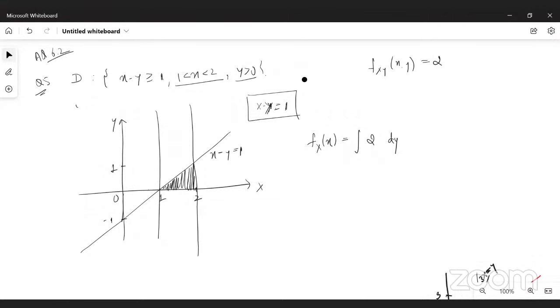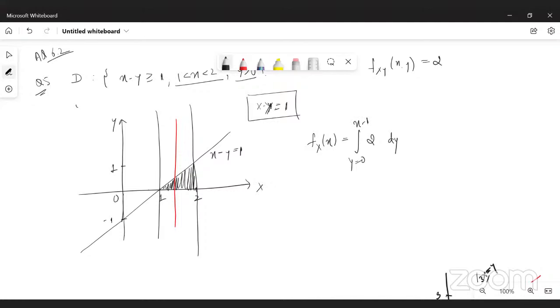Now you are integrating with respect to y, so you have to take the limit of y. What should be the limit of y? What I had said is you take a vertical line and just see how y is varying. So the lower limit should be y equal to 0. And what should be the upper limit? I think now it is clear. It is x minus 1, right?